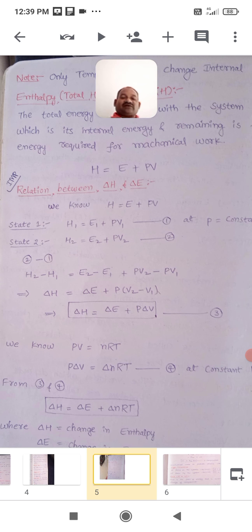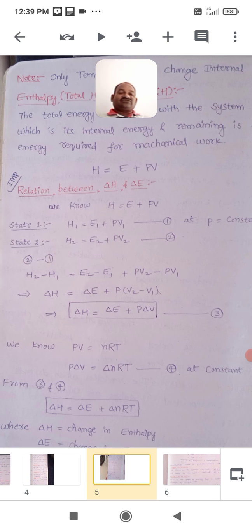Enthalpy. What is the enthalpy? Total heat quantity H. It is denoted with H. The total energy associated with the system, part of which is its internal energy, and the remaining is the energy required for mechanical work. H is equal to E plus PV.